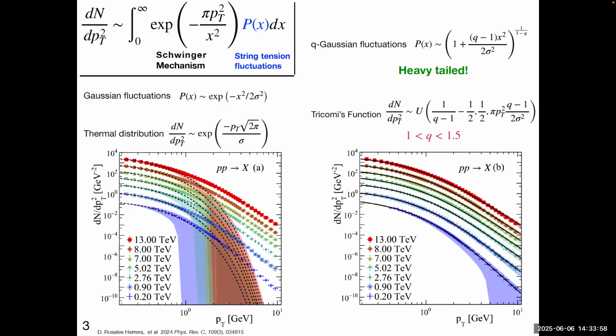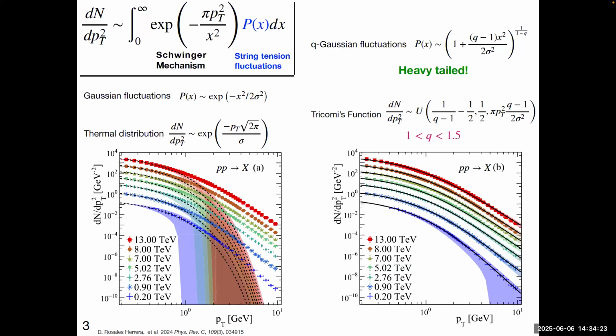can be described through a Tricomi function, which is defined through this U function. And we can observe here, for the same data samples, that we can now reproduce both asymptotic behaviors of the PT spectrum. It means for low PT values, we can reproduce the exponential decay. And for high PT values, we can reproduce the power law behavior.